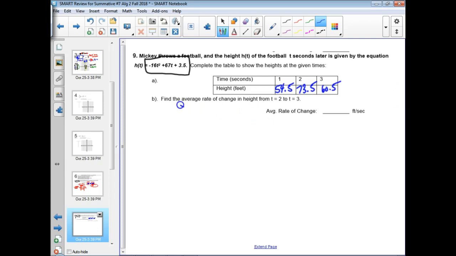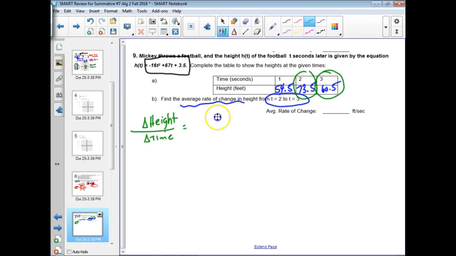They want to know the average rate of change, so that's slope again, from 2 seconds to 3 seconds. So here's 2 seconds, and here's 3 seconds. And remember, you're finding the change in the height over the change in the time. Now watch your signs on this one, because the height of the football is actually decreasing. So when it goes from 73.5 to 60.5, you have to make sure you subtract the time in the same order. So 2 seconds minus 3 seconds.